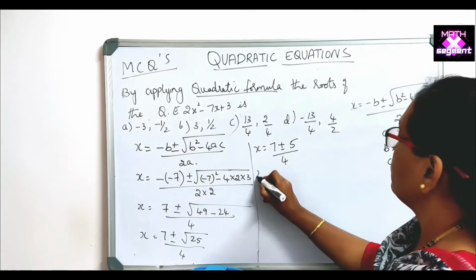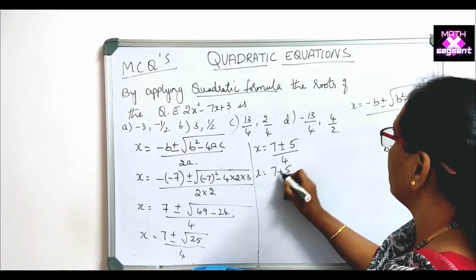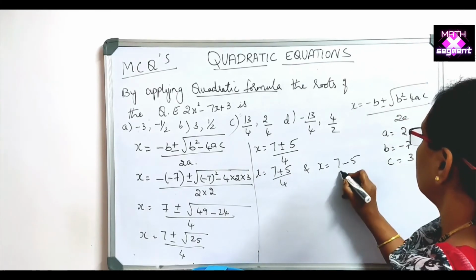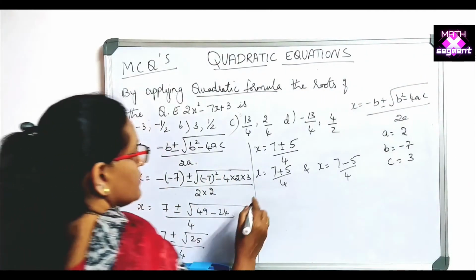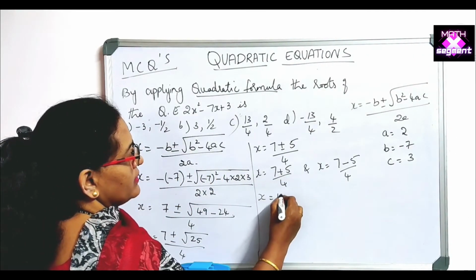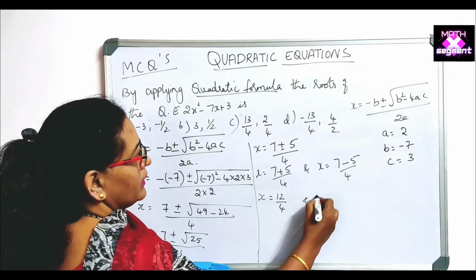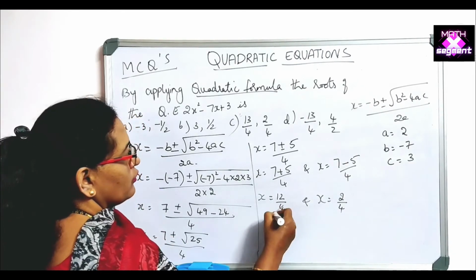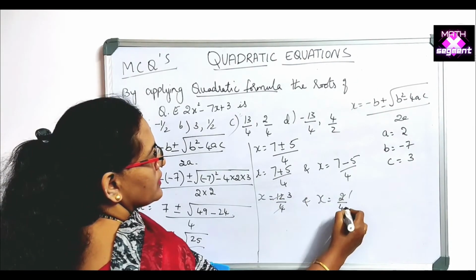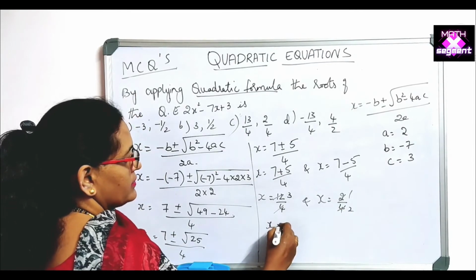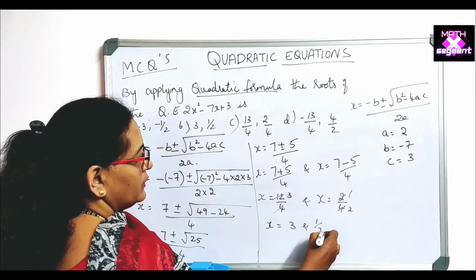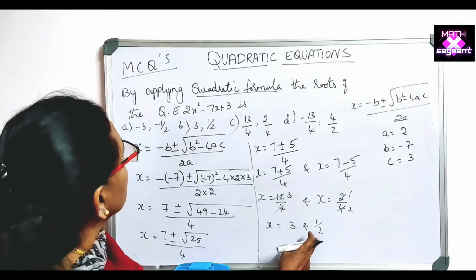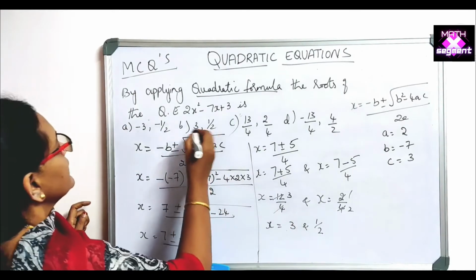So the meaning of this is one root will be 7 plus 5 divided by 4 and another root will be 7 minus 5 divided by 4. So here x is equal to 7 plus 5 is 12 divided by 4 and x is equal to 7 minus 5 is 2 divided by 4. 4 goes in 12 3 times, 2 goes here 1 time, 2 goes here 2 times. So x value is 3 and 1 by 2. That means one root is 3 and the other root is half. So here option B is the correct answer.